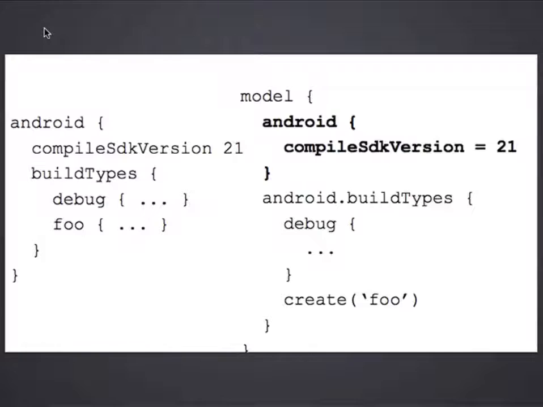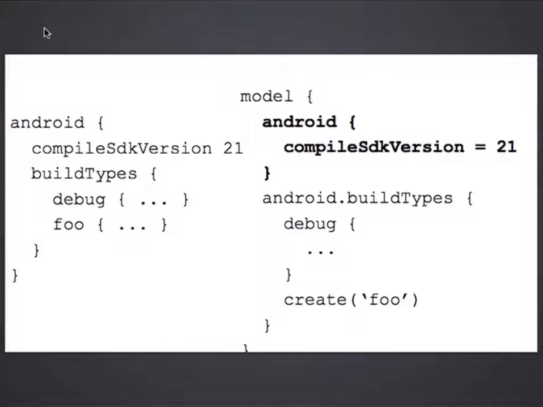So if we look at the DSL right now, on the left is the old one and on the right is the new one. It looks almost the same, and everything is under a model block, and that's because Gradle will manage everything that's under that. And for basic stuff like compile SDK version, it just works.